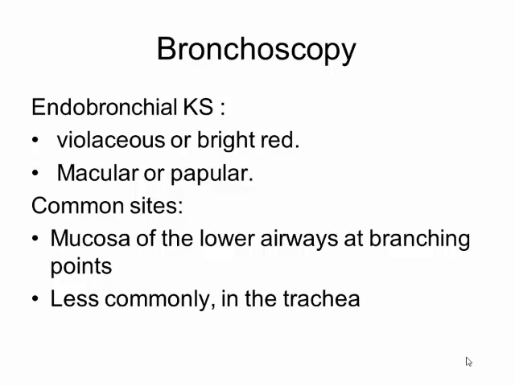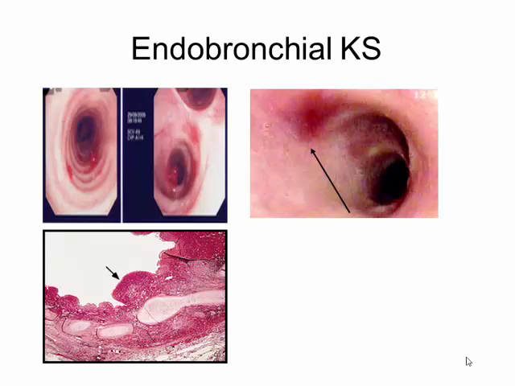Endobronchially, you'll see it's violaceous, bright red. It will be macular or papular. Common sites are the mucosa of the lower airways at branching points. It could be in the trachea, less commonly. Of course, it could be anywhere. So you will see the lesions. This is the red lesion here.